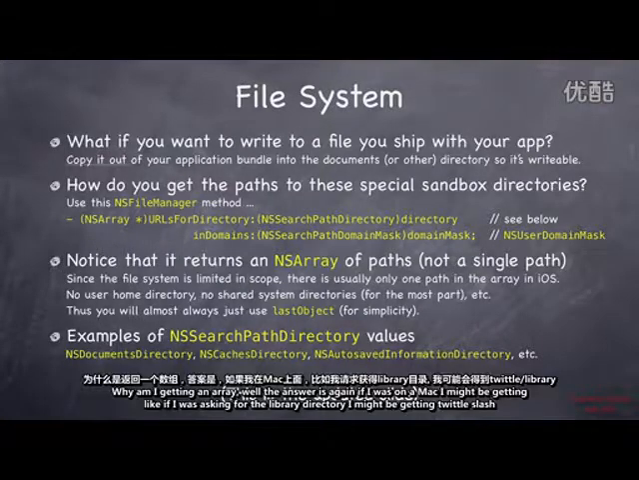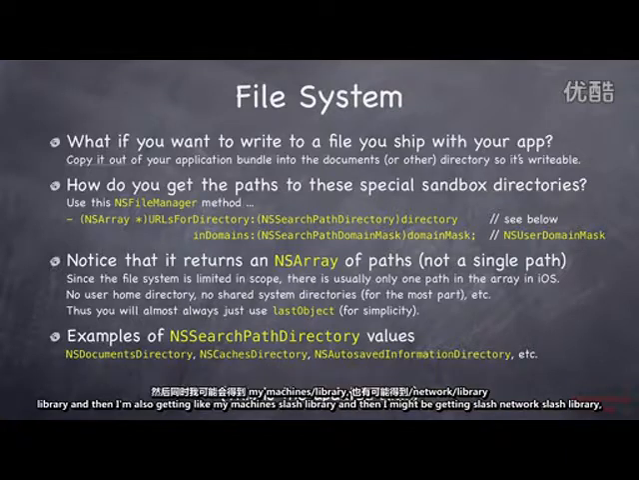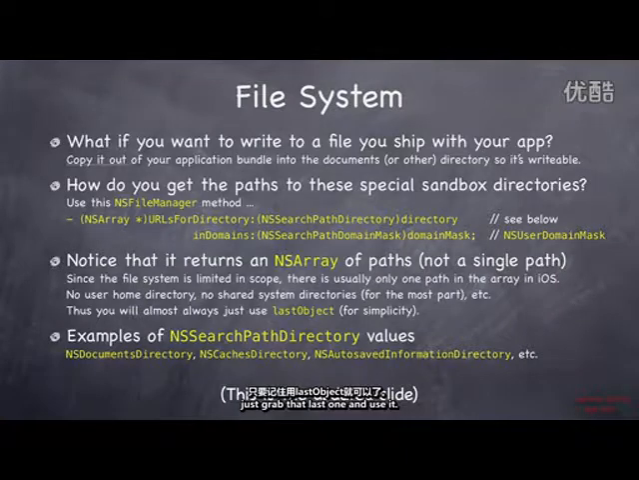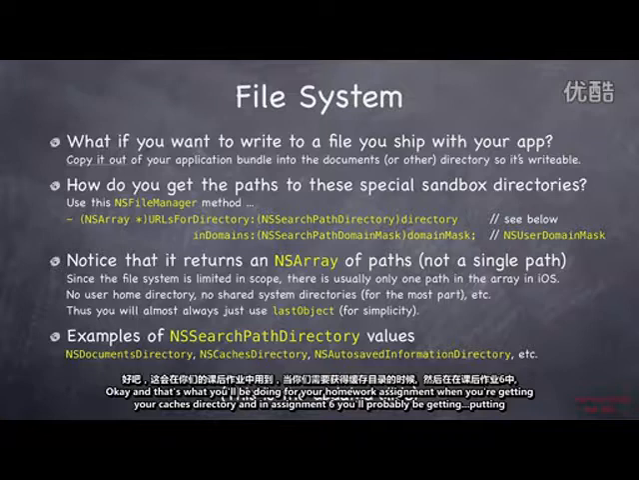Why am I getting an array? Well, the answer is, if I was on a Mac and asking for the library directory, I might be getting ~/Library, and then I'm also getting my machine's /Library, and then maybe I'm getting /Network/Library, so multiple paths where library stuff is stored. But in iOS, there's almost always only one path, and we're usually using lastObject, the NSArray method, to just grab that last one and use it. Okay, and that's what you'll be doing for your homework assignment when you're getting your caches directory.